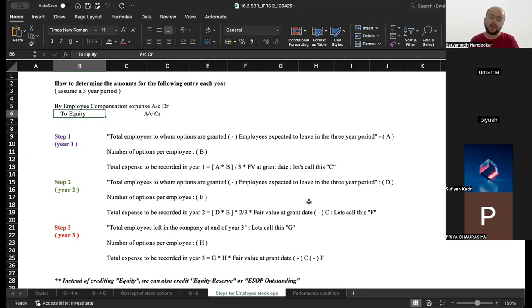The reason we don't credit equity share capital is that we have not yet given equity shares. It's just we are setting aside a part of the total amount in their favor. Tomorrow, if they exercise the option, then they get the shares.